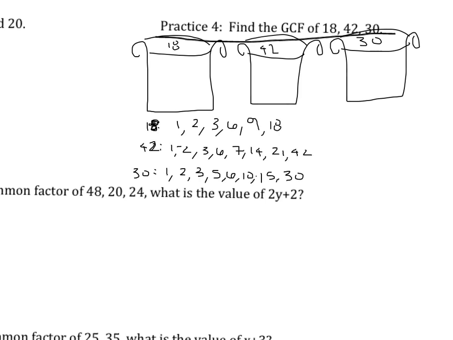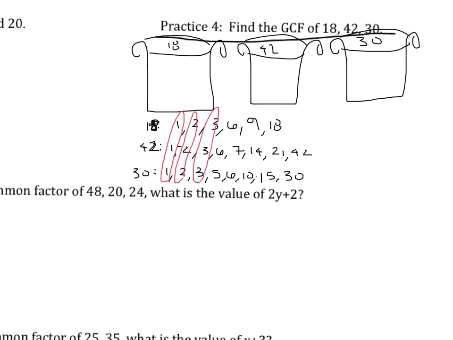Okay, so here are the different factors that you should have listed out for 18, 42, and 30. Take a moment and make sure you have the right factors listed out. Okay. Now, because this has 3 numbers, they have to have all 3 in common. So I'm going to look. They all have a 1 in common. They all have a 2 in common. They all have a 3 in common.